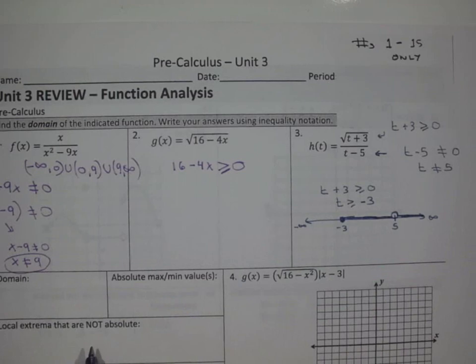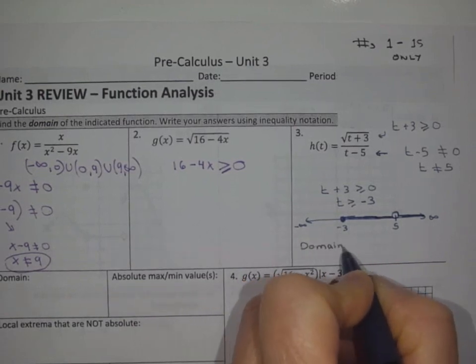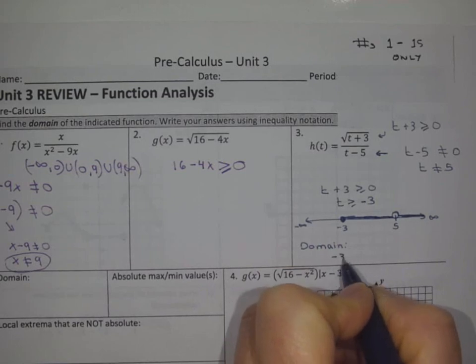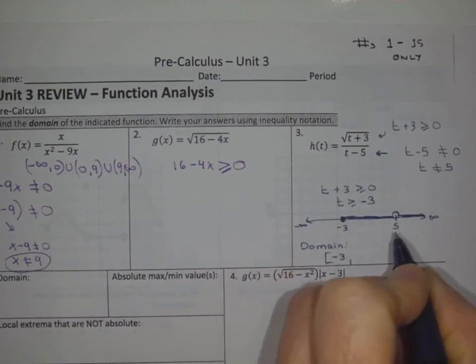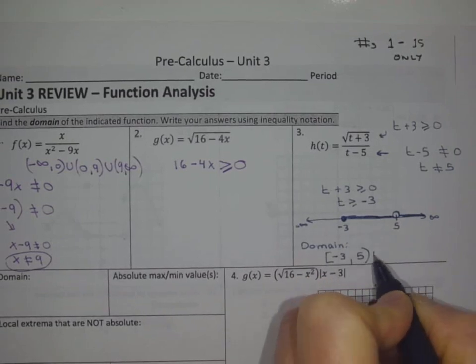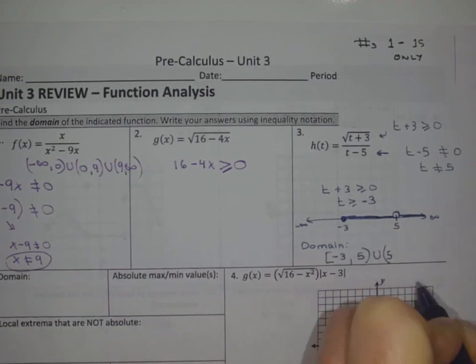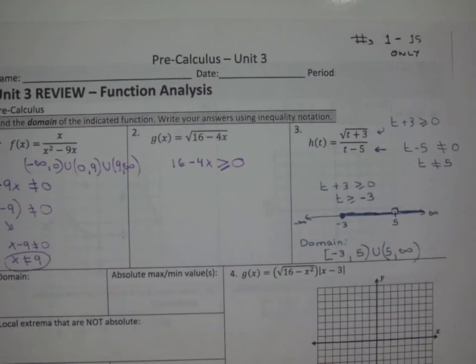So what does that mean? That just means that my domain will be from negative 3, and I'm going to include it, right, because it's or equal to, all the way to 5, but I'm not including 5, so parentheses, jump over it, start on the other side of it, and now we can straight go to infinity without any issues anymore.